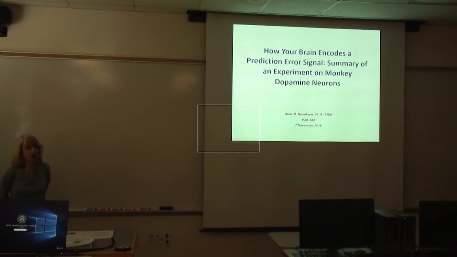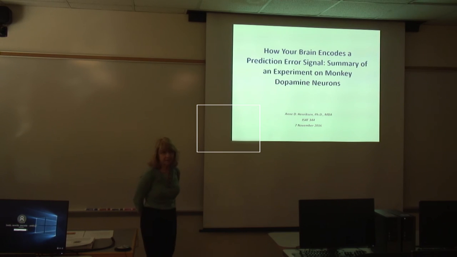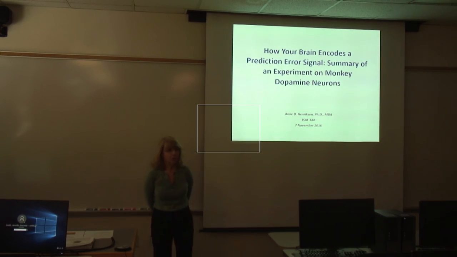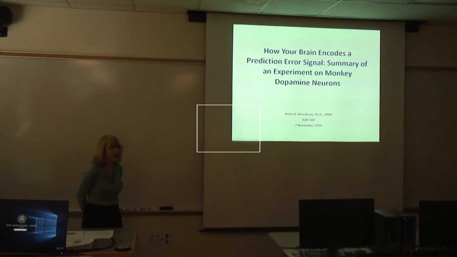I'll start off this talk with a discussion of what a neuron is and how it's arranged in your brain. Then we'll talk about how neurons communicate in your brain. And then we'll talk about the experiment where monkeys were actually taught to move their eyeballs from left to right with a specific delay, and the reward that they got was based on how long they waited to move their eyes to look at a light.